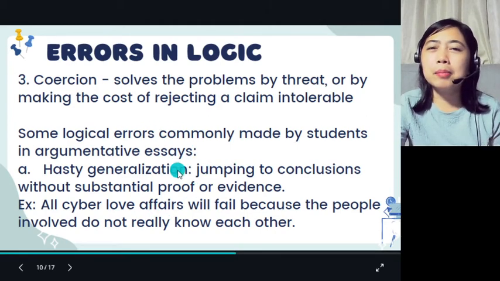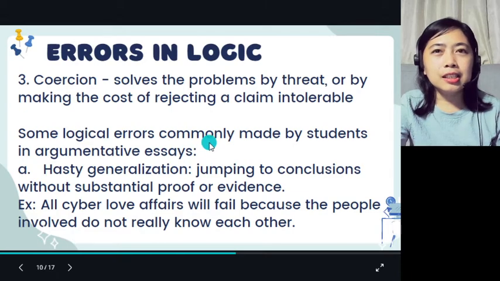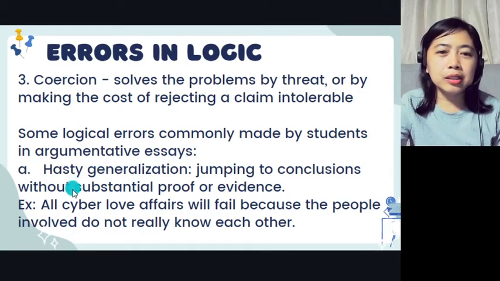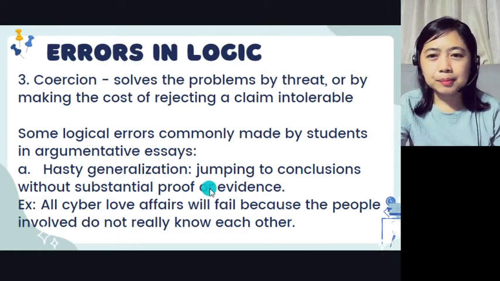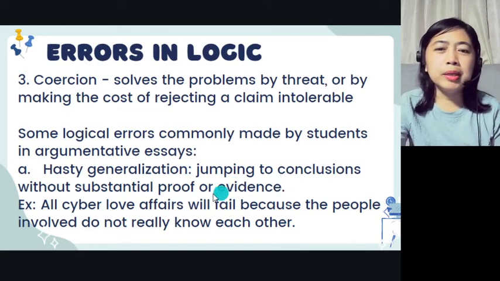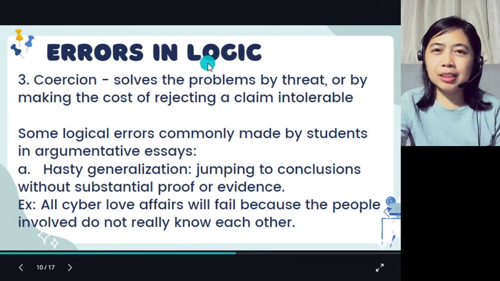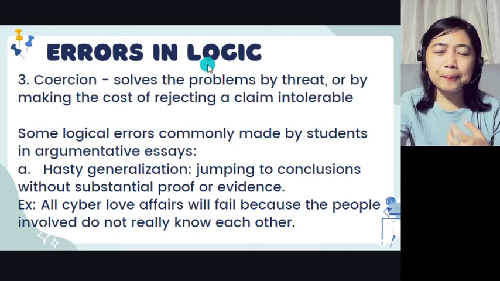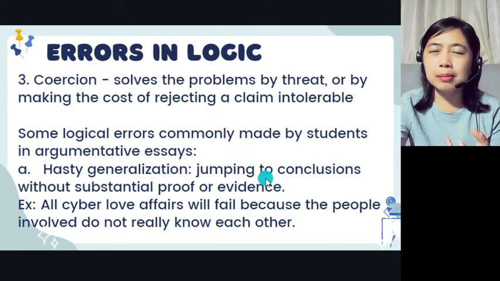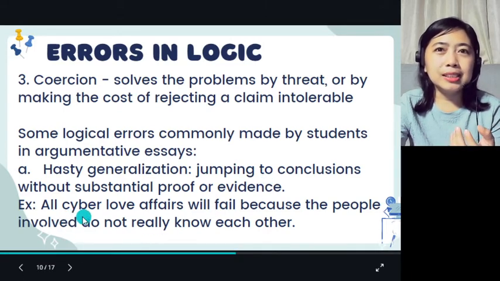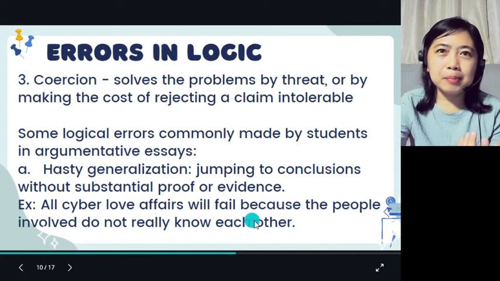These are the things students commonly do, what they write. The first error they normally make is hasty generalization. This is jumping to conclusions without substantial proof or evidence. They conclude right away without concrete evidence presented with substance. Okay. Example here: All cyber love affairs will fail because the people involved do not really know each other.